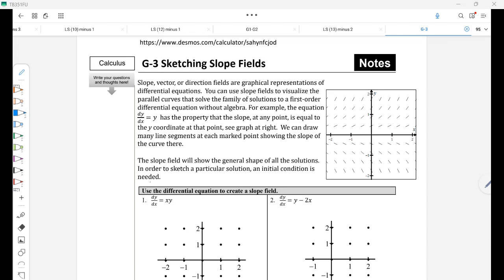And when we start looking at these, once we do one for ourselves, we'll see how these relate to the actual solutions. But the idea is, once you have the slope field, if you have any point on your solution curve, which would be your particular solution's curve, then you can follow the slope field and sketch what that solution should look like.